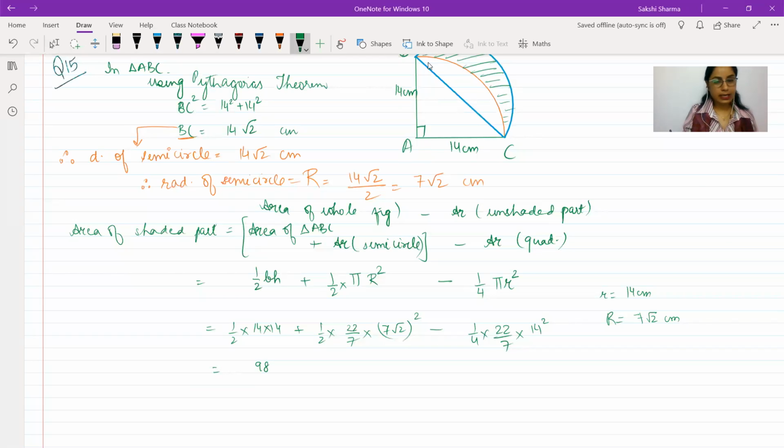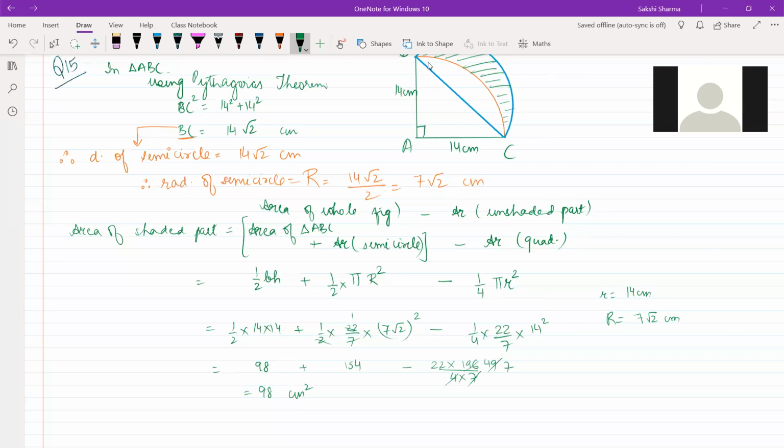This is 98. This will be 77 into 2, 154. 154. And then 22 into 196 over 4 into 7. 98. Yes, ma'am, right? This is 98 centimeters square.